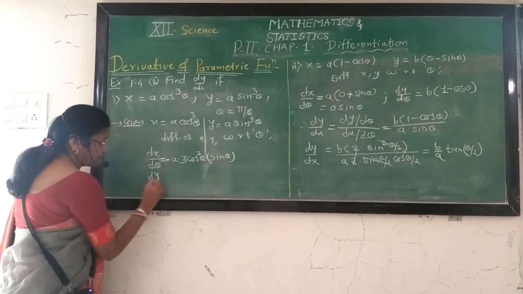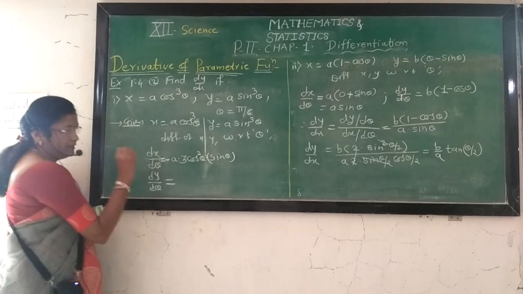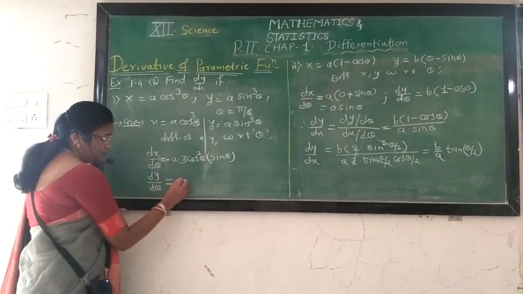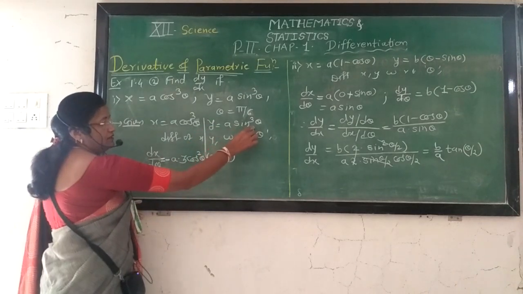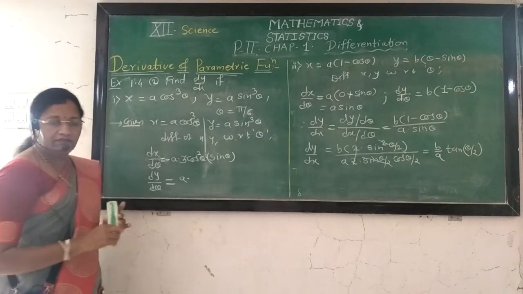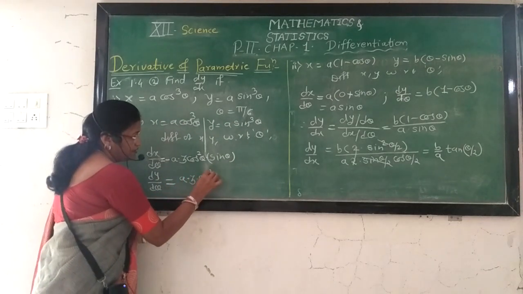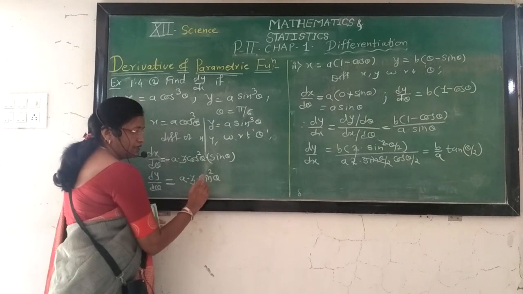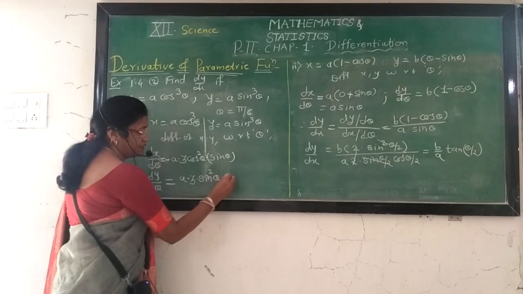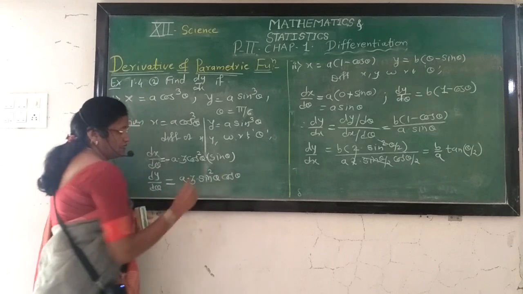And the derivative of y with respect to theta, dy by d theta: again a is constant. In a similar manner, the derivative of sin cube theta becomes 3 sin square theta, and then we find the derivative of sin theta, which is cos theta.